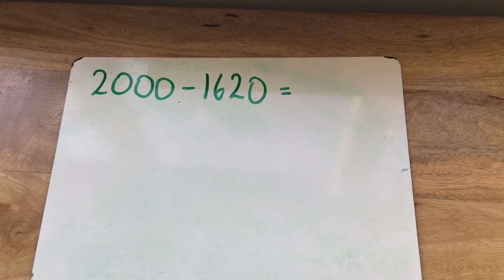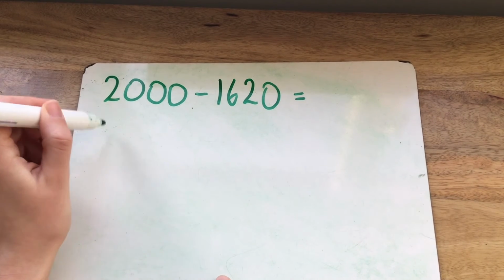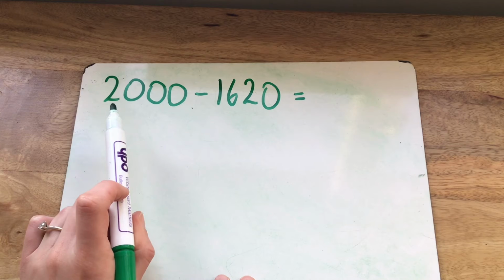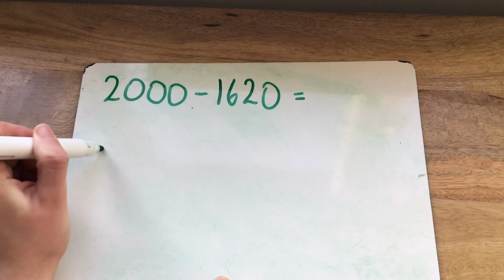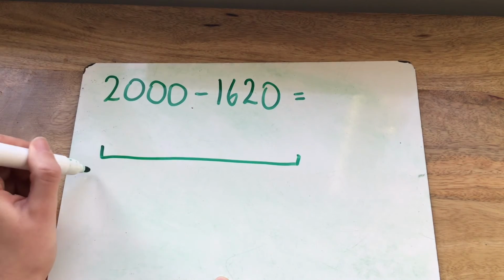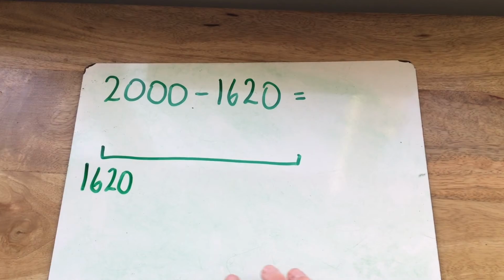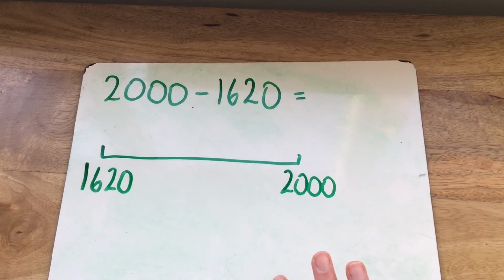Okay, so let's have a little look at subtracting 4-digit numbers then. So I've taken number 11 out of your workbook, page 27, set A, 2,000 subtract 1,620. So I'm going to draw my number line. I'm plotting 1,620 at this end and 2,000 at this end because I'm adding as my strategy to work out the answer.